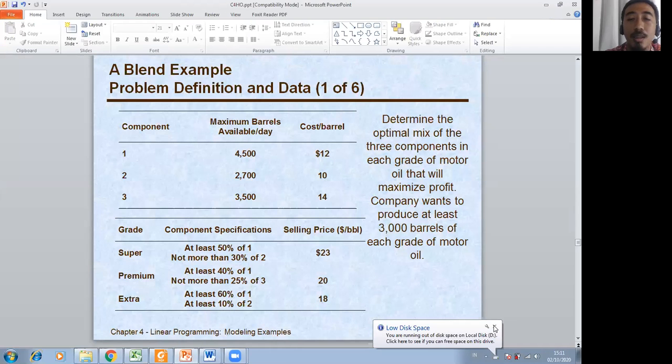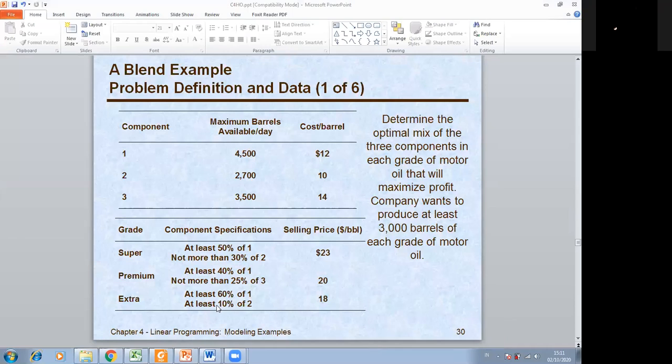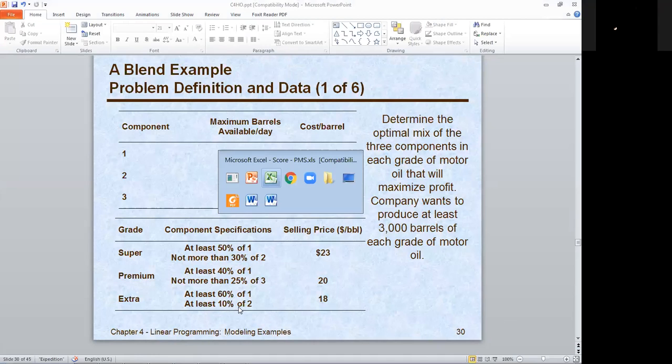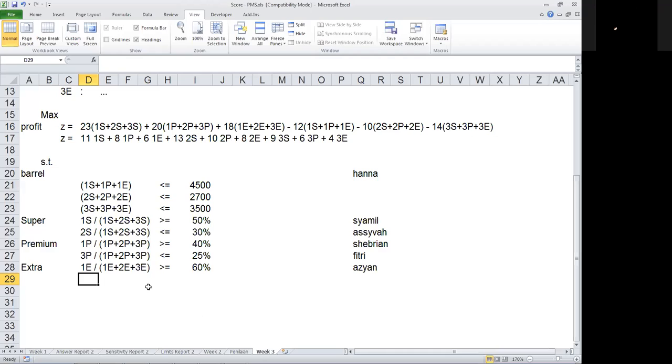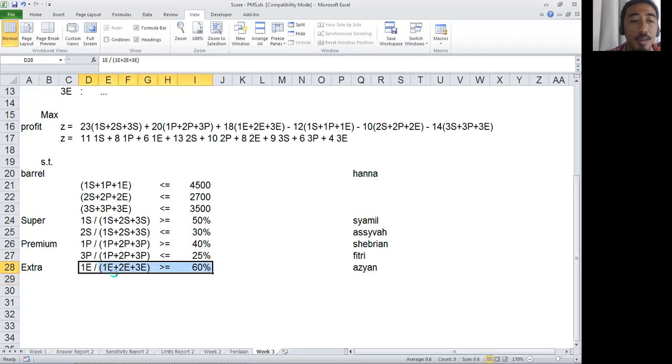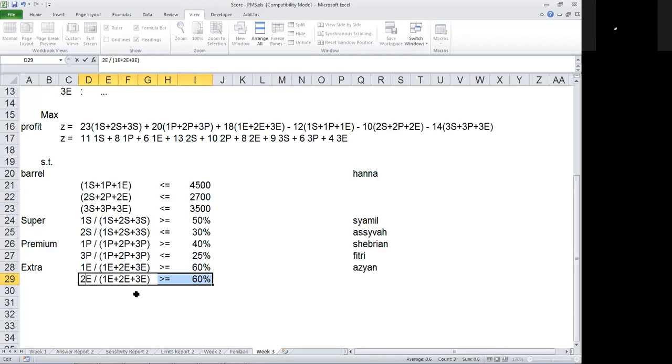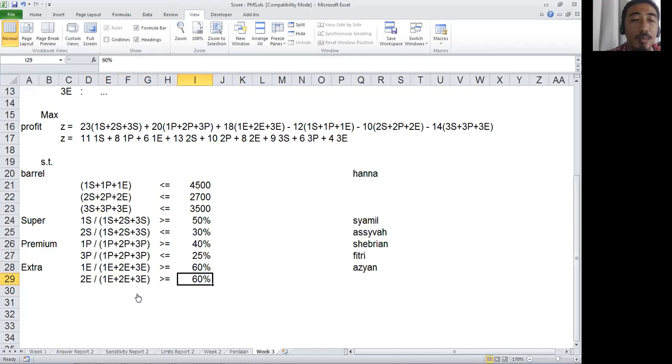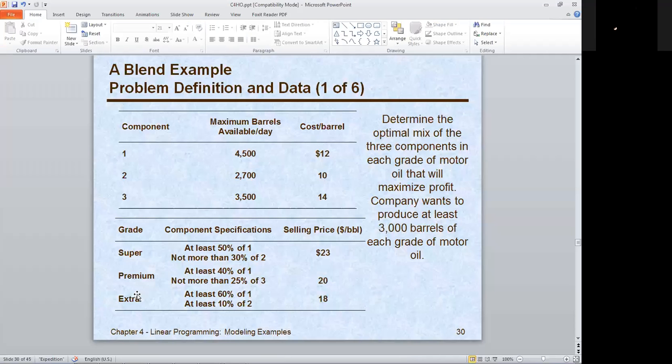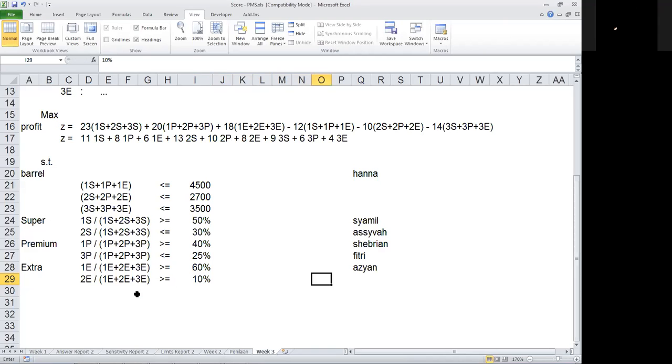Then the last one. Yes, sir. Aliza, please. 10% of 2. Which one do we need to change? 2E. And more than 10%. Good. More than 10%. Okay, Aliza.